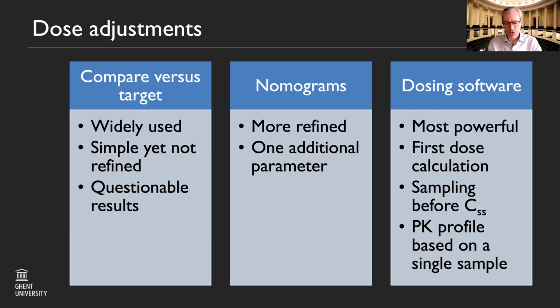An alternative strategy is the use of nomograms, which allow you already to incorporate an additional parameter. Could be weight, could be creatinine clearance. But the most powerful strategy, of course, is to use dosing software. This not only allows you to adjust the dose in a more reliable way, but also to make a number of calculations for the first dose, for instance, and allows you to use just one sample to determine a PK profile of the patients.